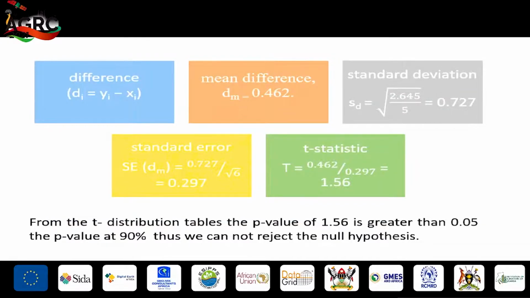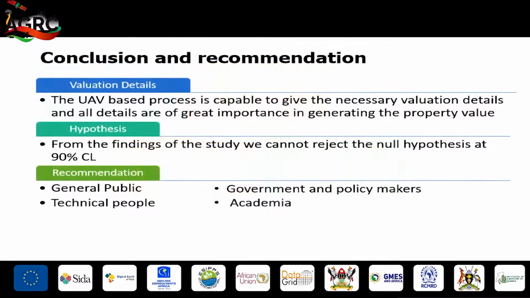The conclusion we came to, from the t distribution tables, was that we could not reject the null hypothesis that says there is no significant difference between the values got using the UAV-derived models and the traditional valuation process. We couldn't reject it at the 90% confidence level.